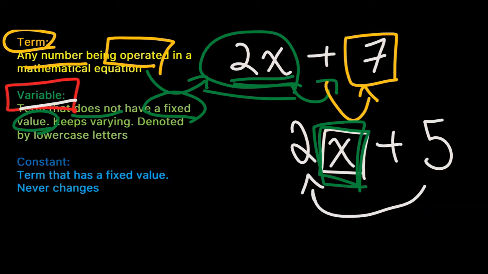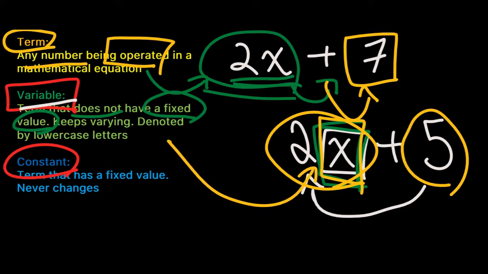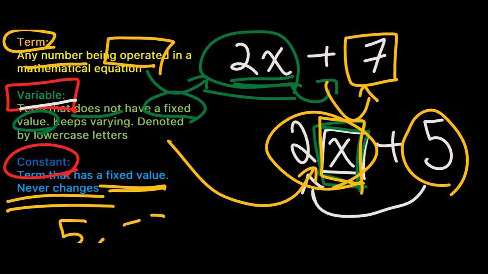Next is a constant. Let's go back to this equation, 2x plus 5. Now we can sort it out ourselves. 2x and 5 are the terms, and x is the variable. A constant is a term that has a fixed value. It never changes. A constant can be like 5, or like negative 9, or any number that doesn't consist of a variable or any lowercase unknown value. So in this case, 5 is the constant.